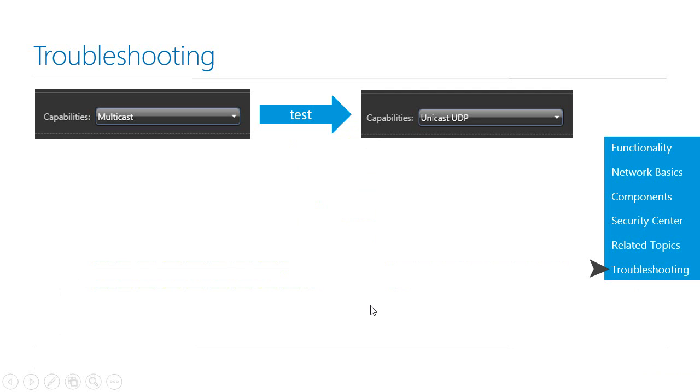Now if we know the network should be in multicast, but we're getting a waiting for signal message while viewing a camera within the same network as the client, we need to consider the capabilities as well as the hardware. Of course, check the network capabilities first and make sure it has been set to multicast. And just to test, we can set this to unicast UDP to see if the video does get through, and to make sure that we know it is a multicast issue for sure.